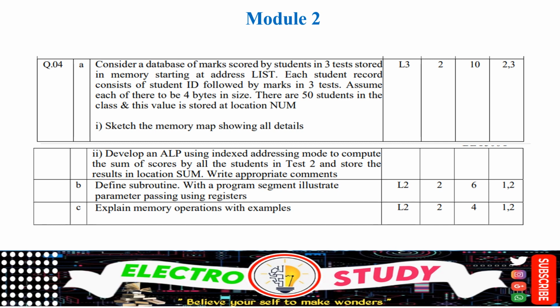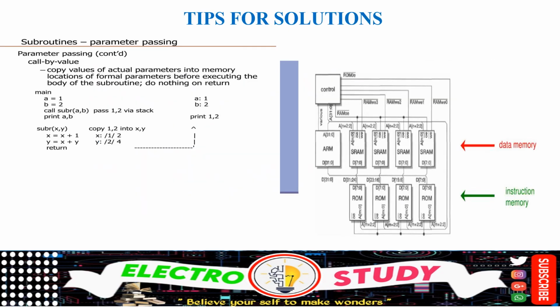And the second one is define subroutine with a program segment, illustrate the parameter passing using the register. Then explain the memory operation with the example. So subroutine and memory operation, I'll give you the scheme. So this is the memory operation. You have data memory and instruction memory, where data memory is SRAM, how it has been split with number of bits 0 to 7, 0 to 7, 0 to 7.